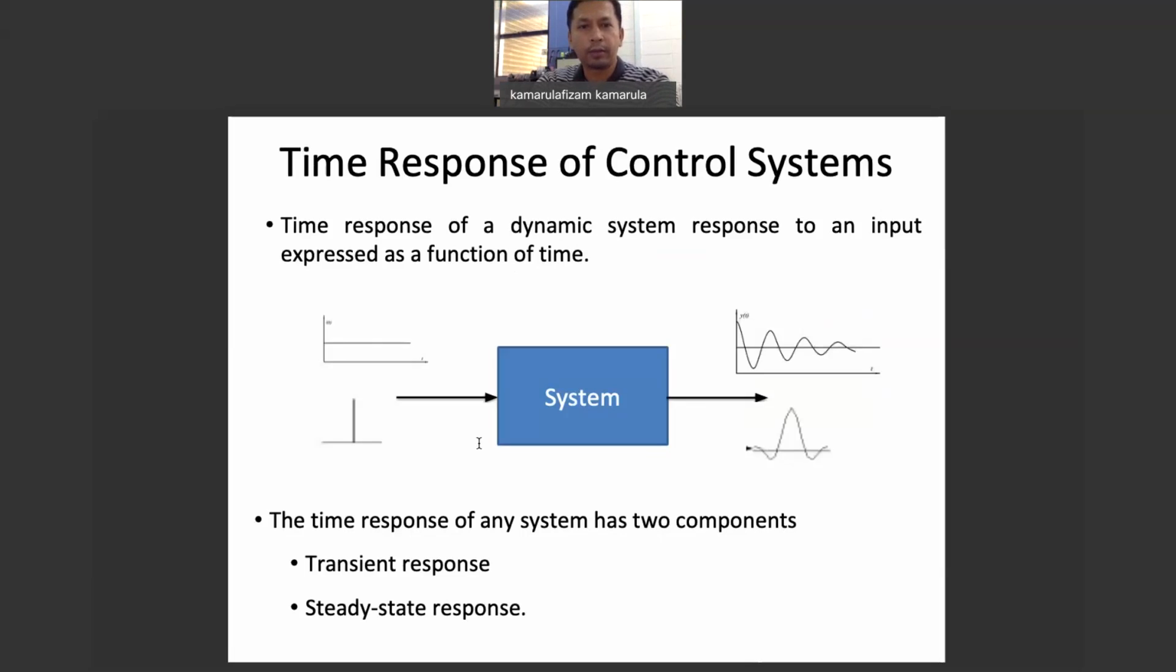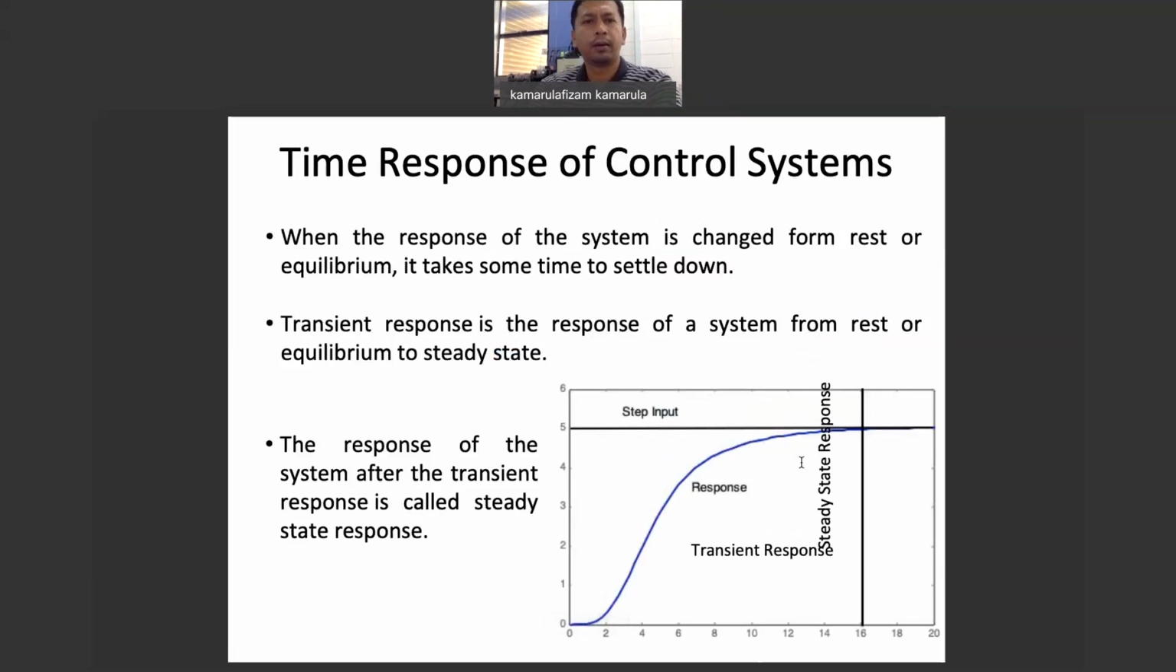For example, here if we have a step response, the output of the signal or the transient response will be taking something like this. If we give an impulse, we may observe something like this. So the time response of any control system can be divided into two parts, which we are very much interested in. The first is the transient response. The second is the steady state response.